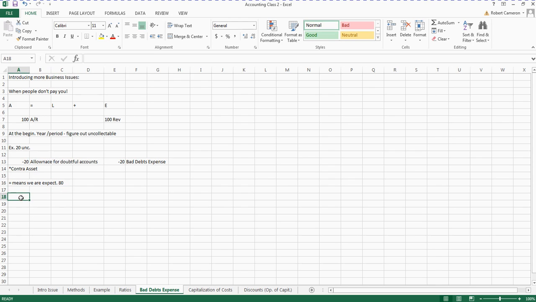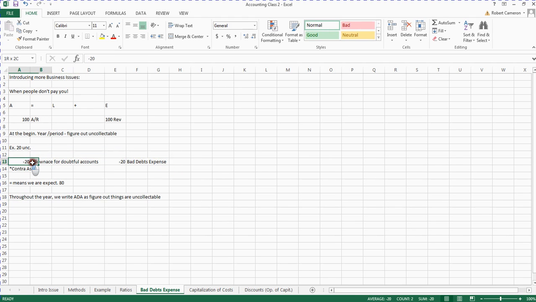So we have this, and then throughout the year, we write off the allowance for doubtful accounts as we figure out that things are uncollectible. Because remember, this right here is just an estimate. We used a method to estimate that $20 is going to be bad debts. $20 is going to be uncollectible. And then we did that at the very beginning of the year.